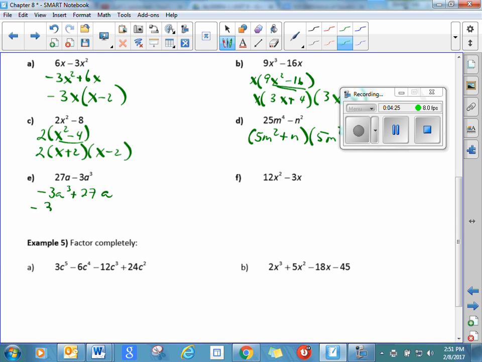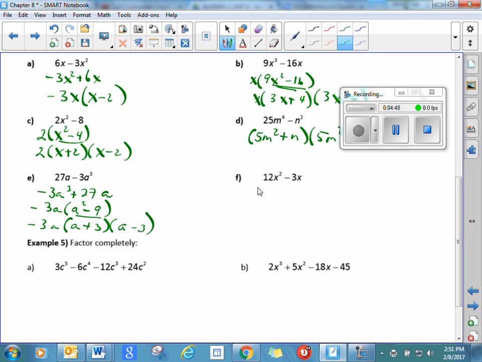I see a minus 3a as a GCF that can come out of both of those terms. That leaves me with a squared minus 9. Now you might notice that this is the difference of two squares. That sets it up for us to write a plus 3 and a minus 3. And we're done.